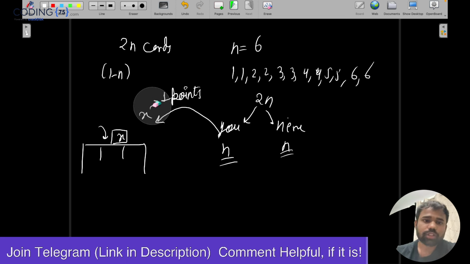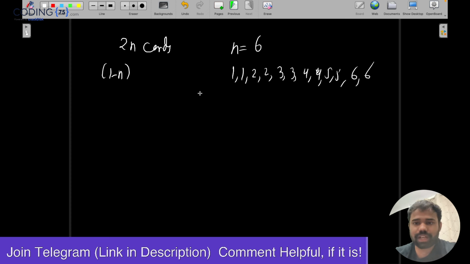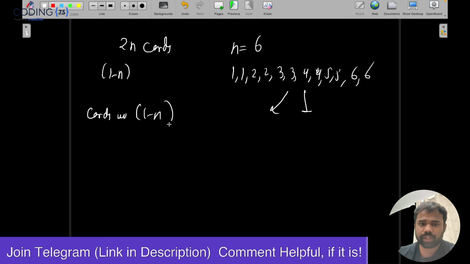That's the problem. So guys, what will actually happen? How will we solve this problem? Let's first discuss that. See, for example, suppose there are N cards, with numbers from 1 to N, right? Now what will happen?